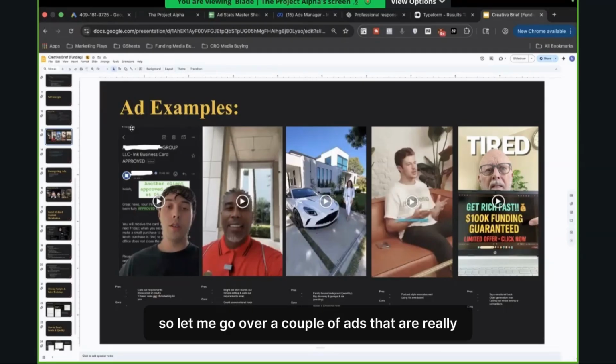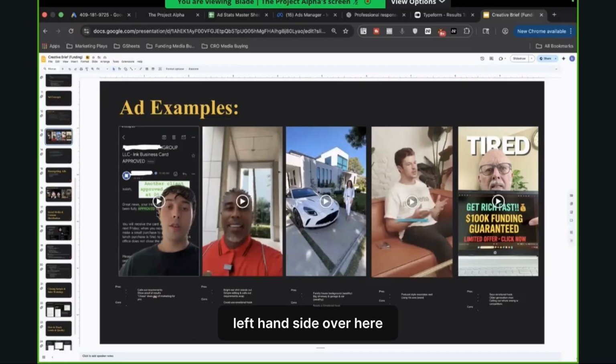So let me go over a couple of ads that are performing very, very well for our funding clients over here. If anybody else on here is talking about credit and wants to go over those credit ads, no problem. Let's keep on going. We're talking about funding here. Left-hand side over here. Let me see if I can get this to play.